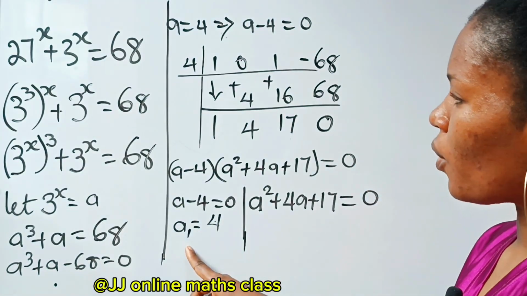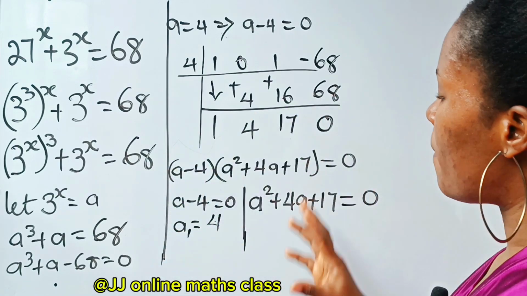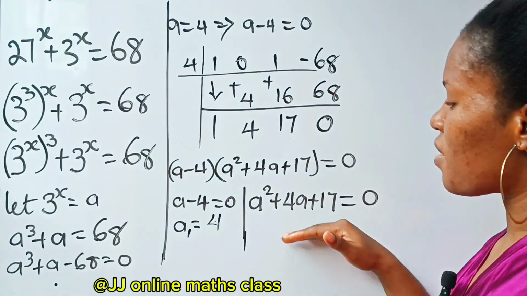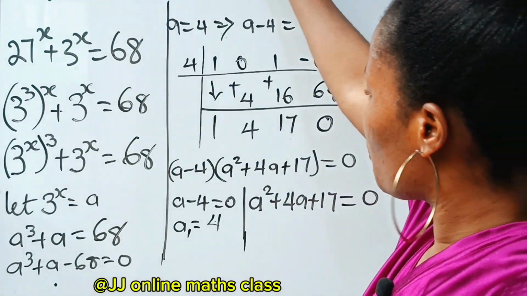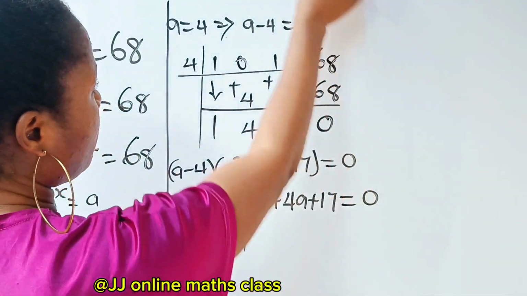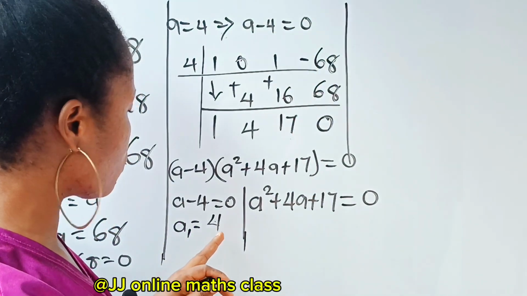Now we have a1, so let's use it to find the value of our x. Then we come back here, find our a2 and a3, and also find the value of our x. Now we are going to continue from here. So we have a1 is equal to 4.